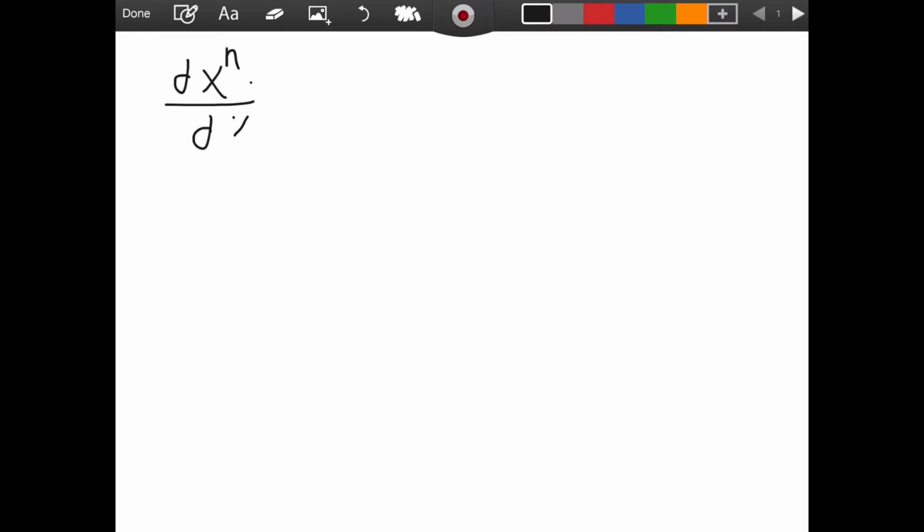Welcome everyone. Today I will derive the formula for taking the derivative of x raised to the power of n, where n is a rational number. So the formula that I want to derive is: if we have x raised to the power of n and we are taking this derivative with respect to x, then this is equal to n times x raised to the power of n minus 1.